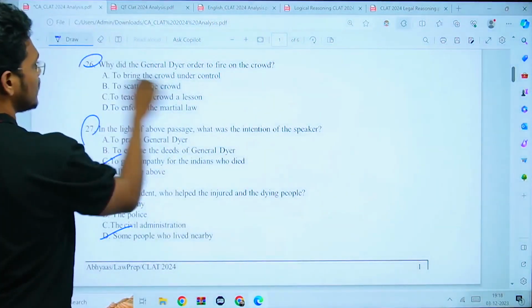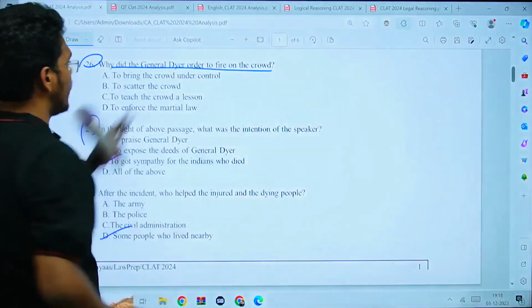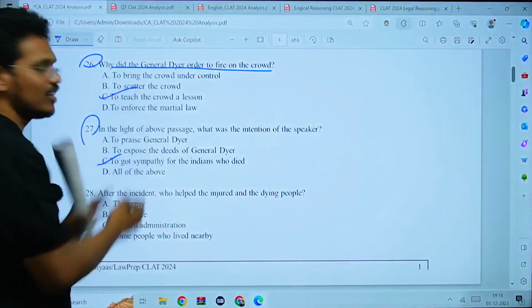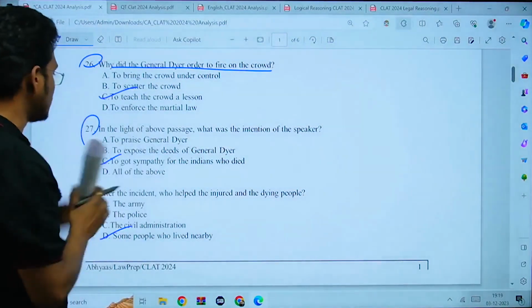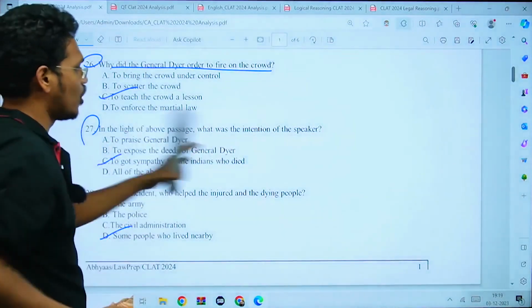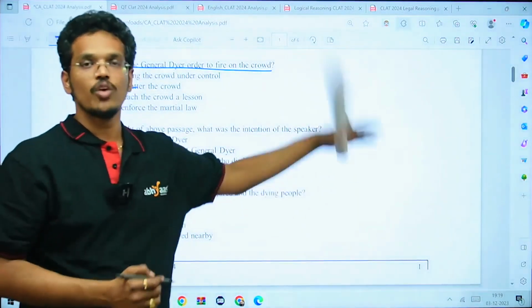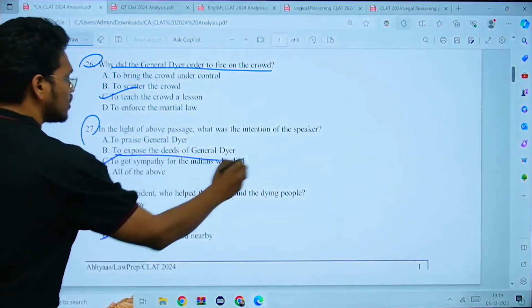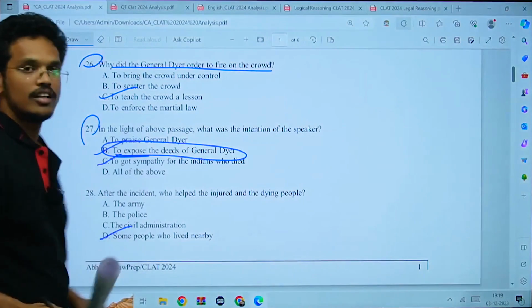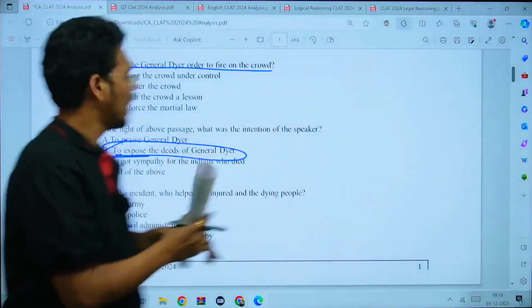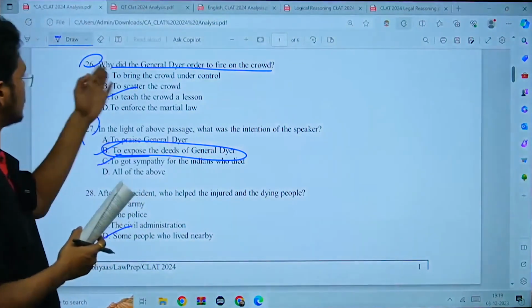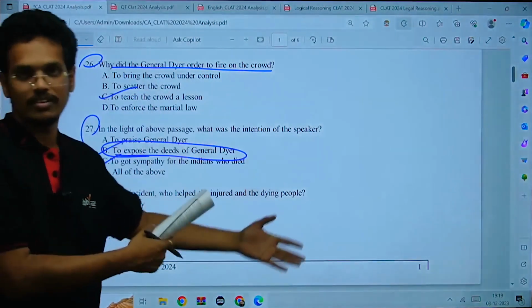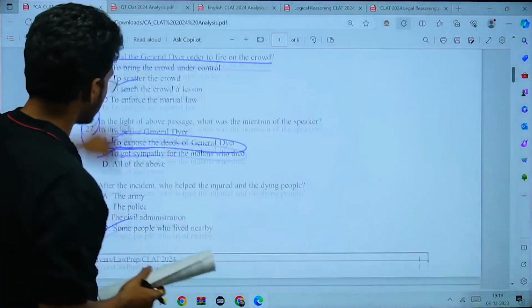This one, 26. Why did General Dyer order to fire on the crowd? Here, to teach a lesson, we have skipped this. And 27, in the light of the above passage, what was the intention of the speaker? The speaker's intention is to expose the deeds of General Dyer. So for 27, option B, we actually missed it. We kept option C for 26, but we missed 27. So sorry for that. Next.